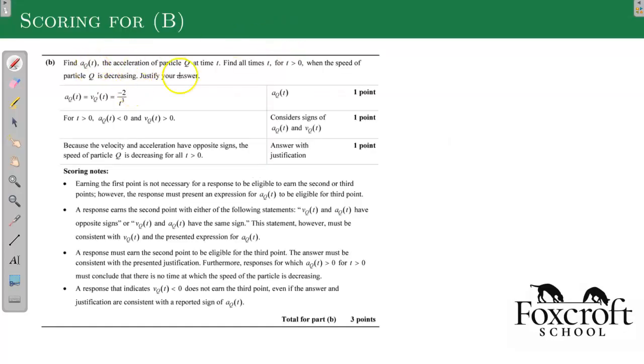Part 2, find the acceleration of particle Q, and then find all the times when the speed of the particle is decreasing. So finding the acceleration first should be pretty straightforward. They give you the velocity of Q. The acceleration is its derivative. So that's your first point, just like part A, pretty much the same thing.